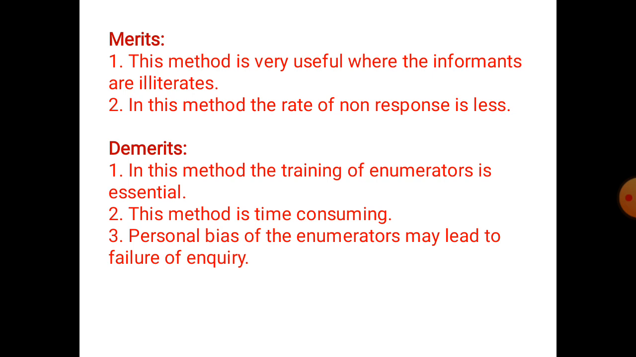Thirdly, personal bias of enumerators may lead to failure of inquiry. Here enumerators are collecting the information and they may manipulate the information as per their requirement. So there is a chance of personal bias of the enumerators, and if there exists bias in the collection of information, then whatever result you are going to get, it may go wrong. So there is the failure of inquiry under this method.